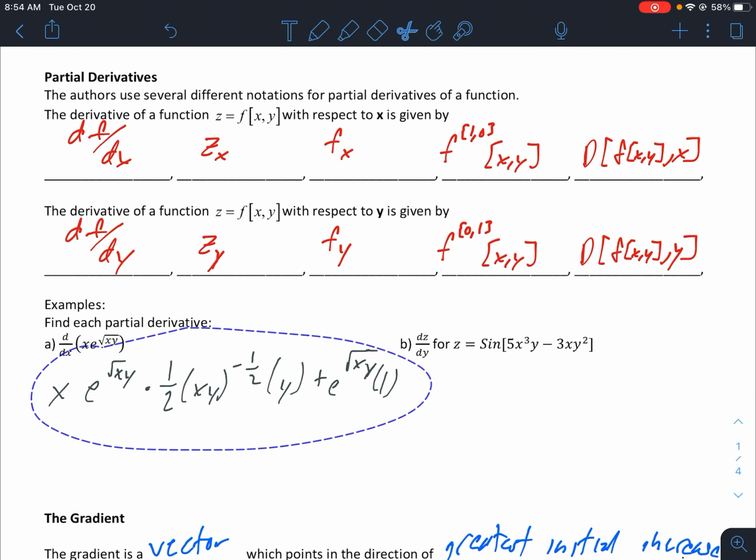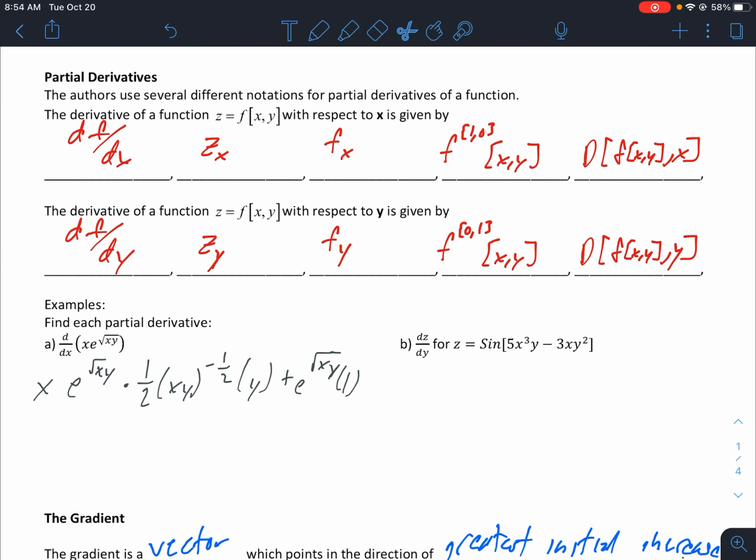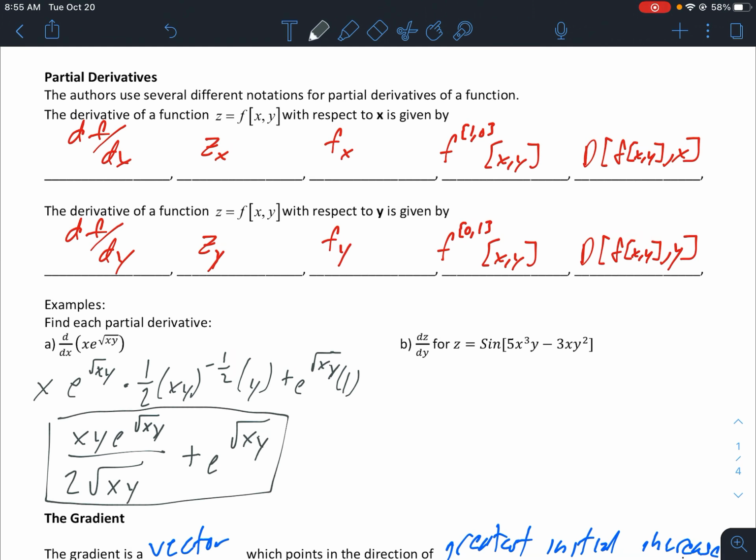Okay, we can do a little simplifying with that. You know, from your BC class, it's never a good idea to leave negative exponents in there. So if we wanted to simplify this down, we can get that expression there. So that would be our partial derivative of that function with respect to x.